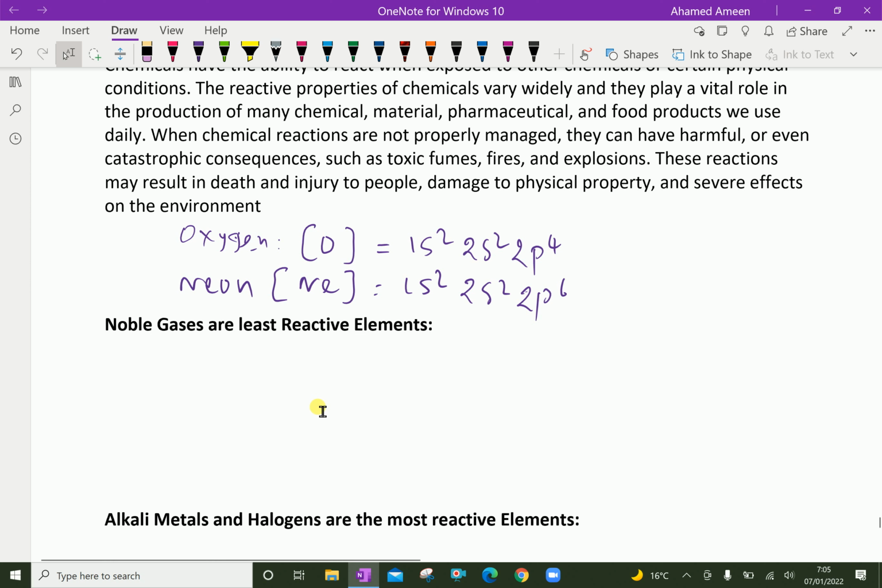For example, the tungsten filament bulb is filled with a noble gas like argon, because the tungsten filament at high temperature can react with oxygen, and the filament would be damaged very quickly. So we have to protect the tungsten filament from reaction with oxygen. We fill the bulb with argon, which is not easily reactive with other elements, so that the filament will last long.